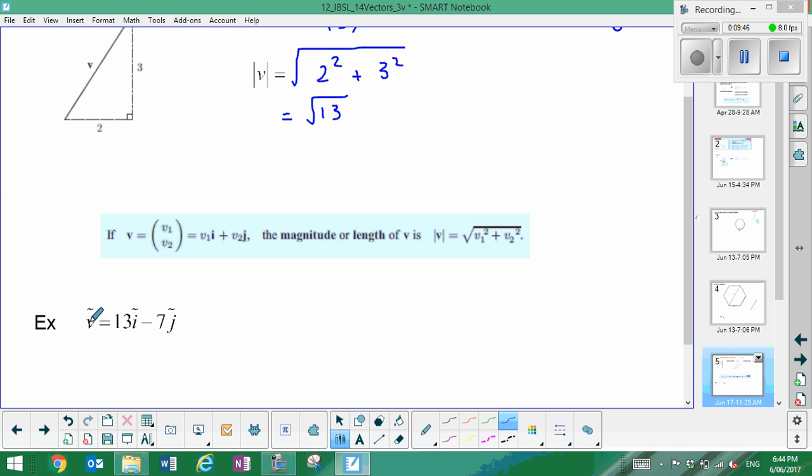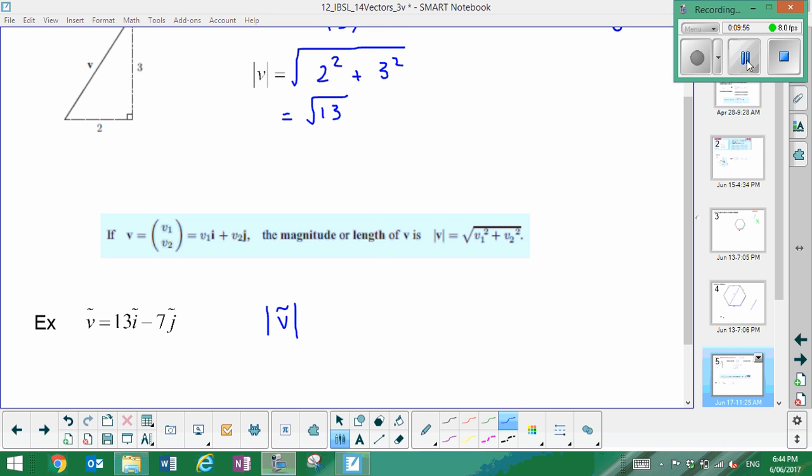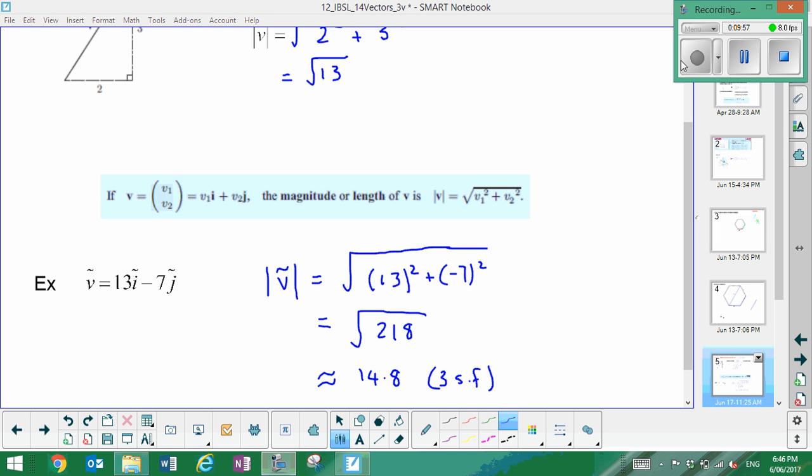So here's one set up in unit vector form. What would be the magnitude of this? Why don't you pause the video, have a go at it, and then check. So hopefully you've come up with this.